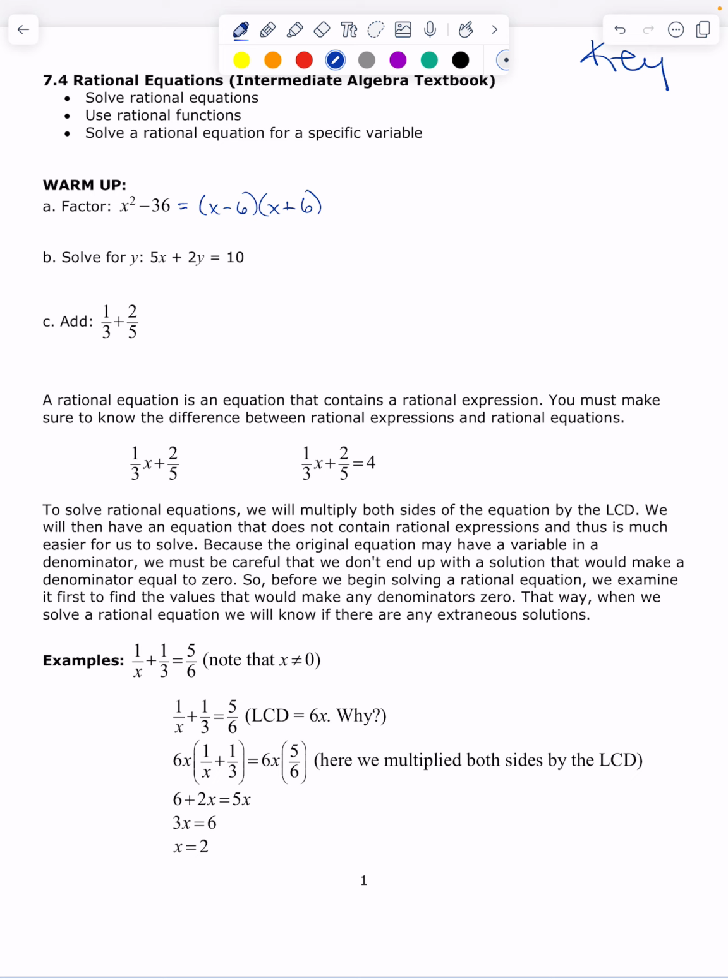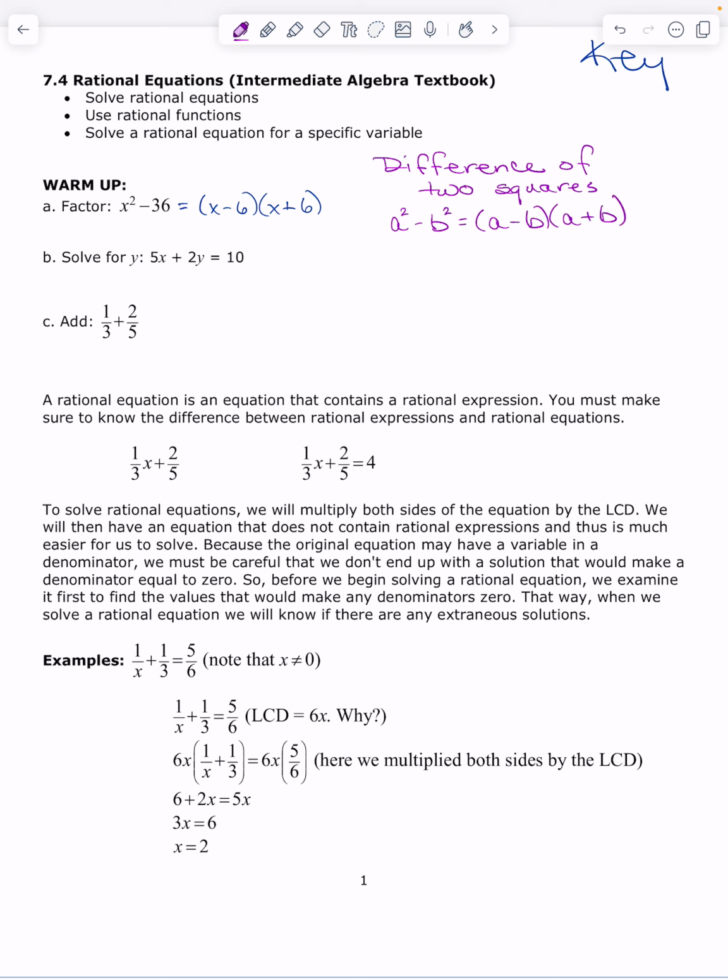But just in case that didn't come easy, if you don't remember that, especially if you're going into calculus, it's really important to understand difference of 2 squares and how it looks, because you will find that you get a lot of things that you can factor or treat as a difference of 2 squares, even if they aren't as nice and neat as this one.